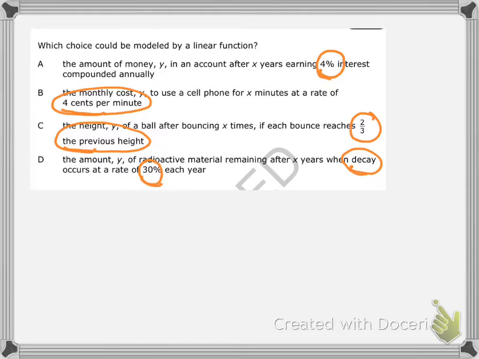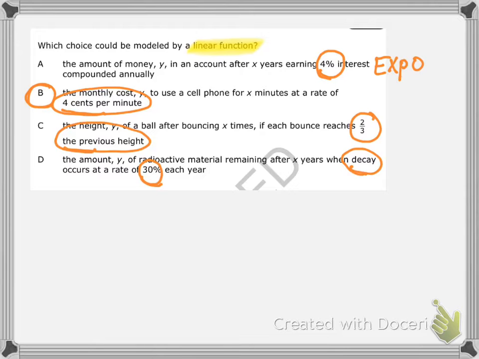I would have to say that if we're talking about looking for linear, the only one that represents linear is going to be B. Even though it says a rate, don't think of a rate as a percentage, but as a constant rate of change, by 4 cents per minute. So that 4 cents is being added each time to the bill. A had an actual percentage, that was exponential.